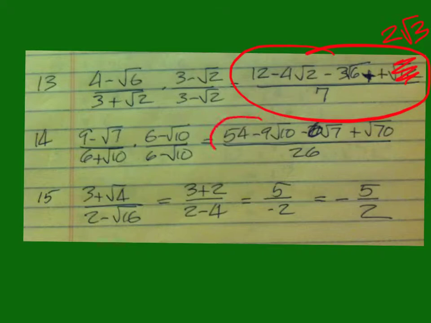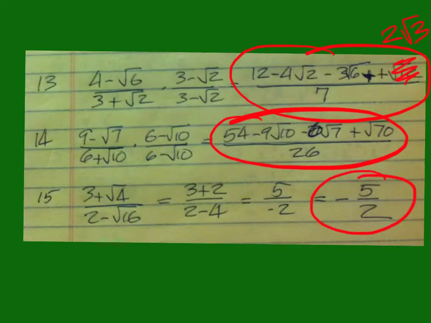And 14 is 54 minus 9 square root of 10 minus 6 square root of 7 plus square root of 70. All of that over 26. And then 15 could be negative 5 over 2 or negative 2.5. If you put 2.5, I'll take that too.